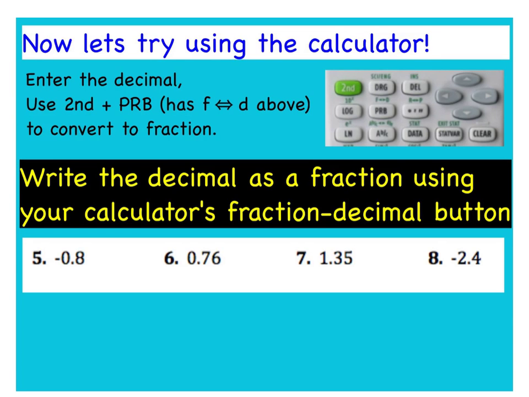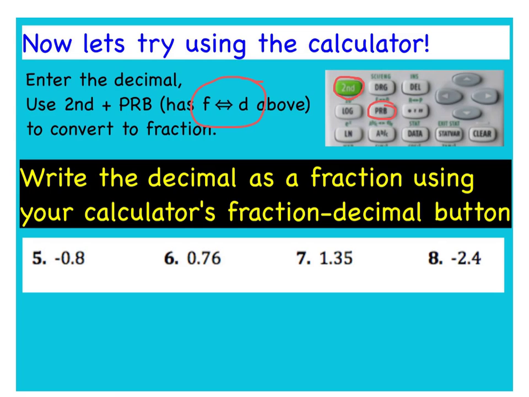Now let's try using the calculator. These instructions are for the TI-30X2S, but they could work on any similar calculator. So you're going to enter the decimal, then you're going to press the second button and then the PRB button, and the reason why is because it has the fraction to decimal above. So that tells us that it converts between fractions and decimals. And then you'll press enter. That will convert your decimal to a fraction. So you can write the decimal as a fraction using the calculator's fraction to decimal button.